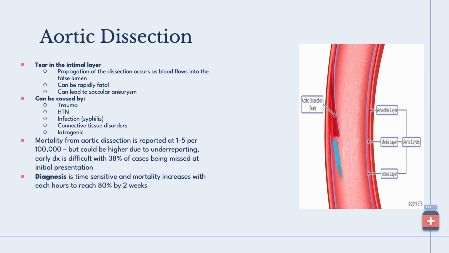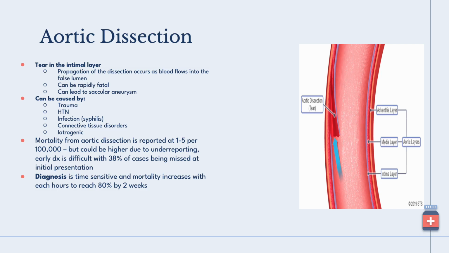Aortic dissection. So this is a tear within the layer of the vessel, and so it creates this false lumen where the blood flow is being diverted inappropriately. This, just like the AAA, can also be rapidly fatal because they're certainly at risk of tamponading the vessel. So whatever organ may not be getting perfused, it can also lead to rupture as well.